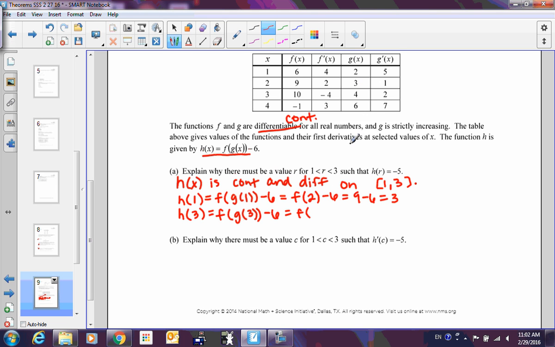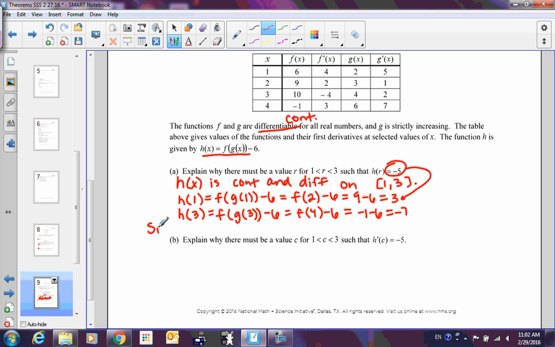G of 3 is 4, and f of 4 is -1. So -1 minus 6 is -7. Okay, so we can see here clearly that -5 does go in between these two numbers.